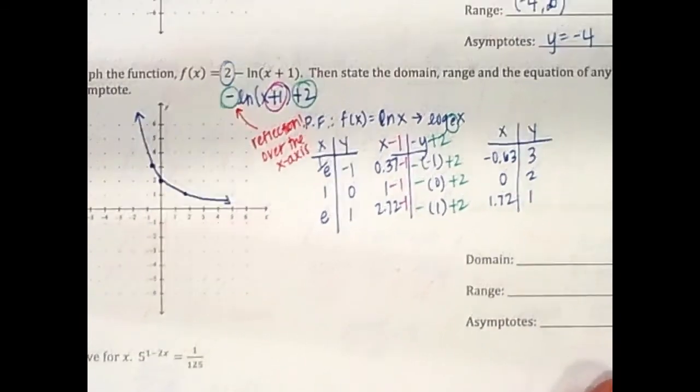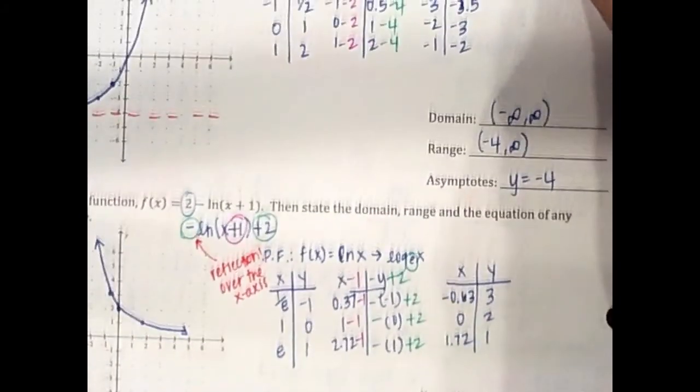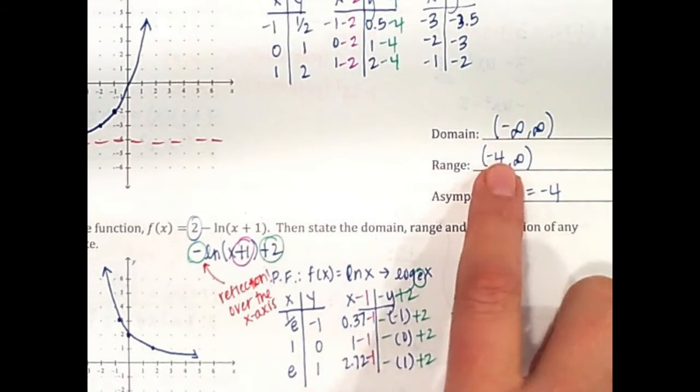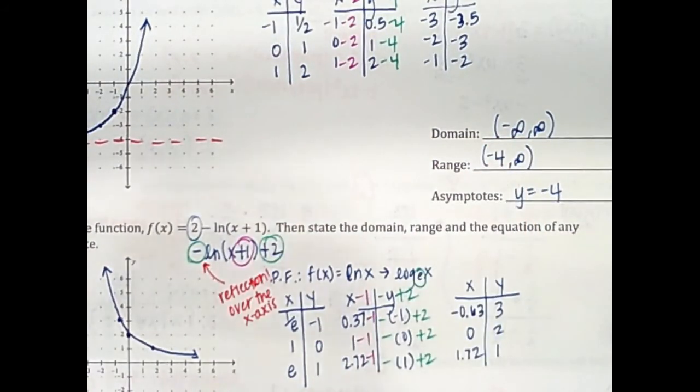So as we did our problem up here, our exponential number 4, the domain is always all real numbers, and the range of any exponential is 0 to infinity.